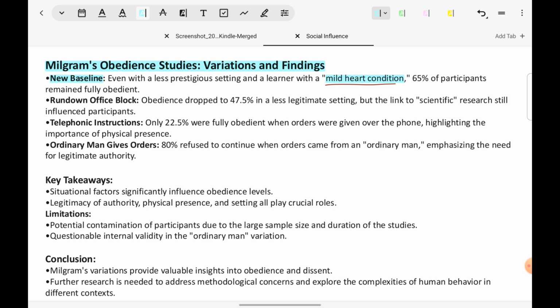Exactly the same result of the original study was replicated in this variation. In this variation also 65%, which is a big majority, continued to give shocks. That means obedience can be so destructive that the victim's serious medical condition would not be taken into account if someone was obeying an authority figure.